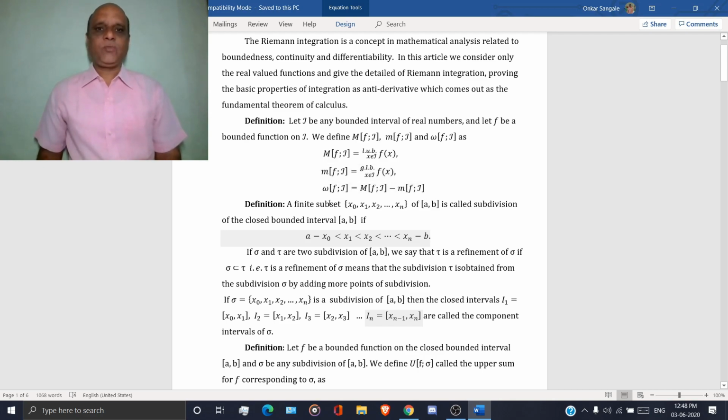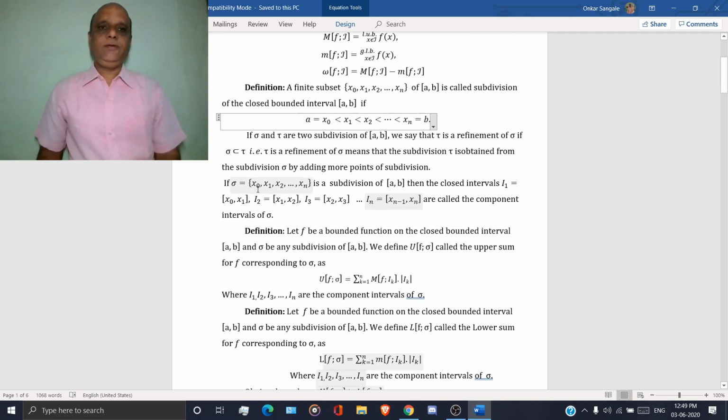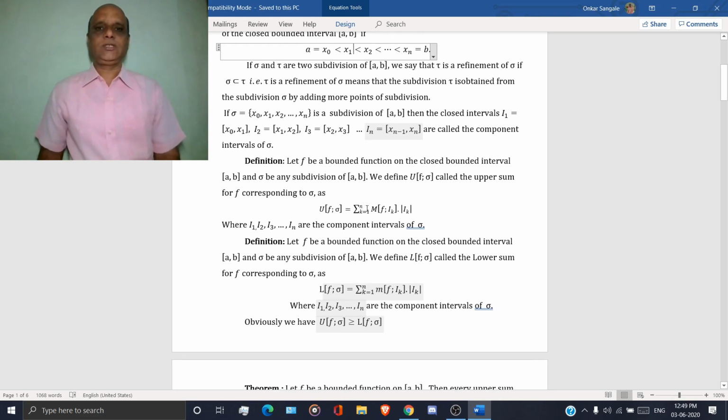We have also seen a finite subset x0, x1, x2, up to xn of a closed bounded interval AB as a subdivision if it satisfies this condition. Then if sigma is a subdivision like this, the set x0, x1, x2, up to xn of the closed bounded interval AB, we have some intervals here: I1 defined as the closed interval x0, x1, then I2, I3 and so on up to In. All these intervals are called component intervals of the subdivision sigma.